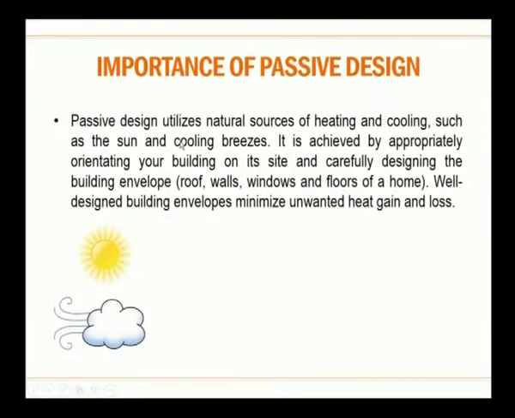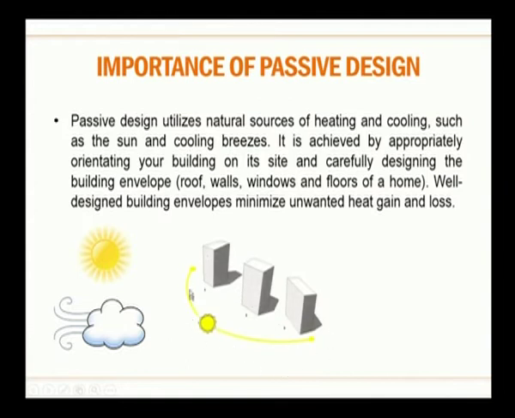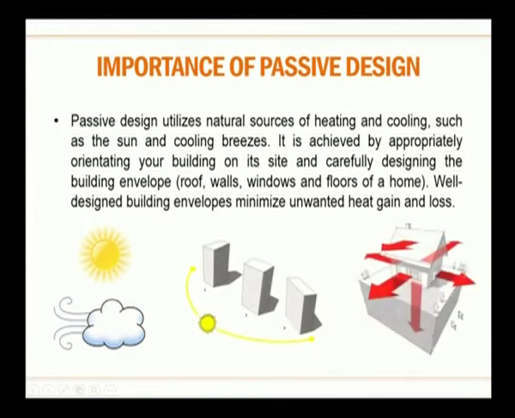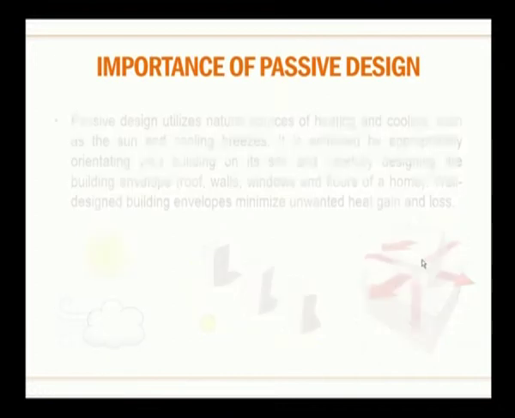So, this type of small orientation of the building, and from that level to the location of windows, roofs, wall types, wall thickness, everything should be understood by understanding passive design. So, this is how the building will be oriented, and then this can reduce heat gain or heat loss.